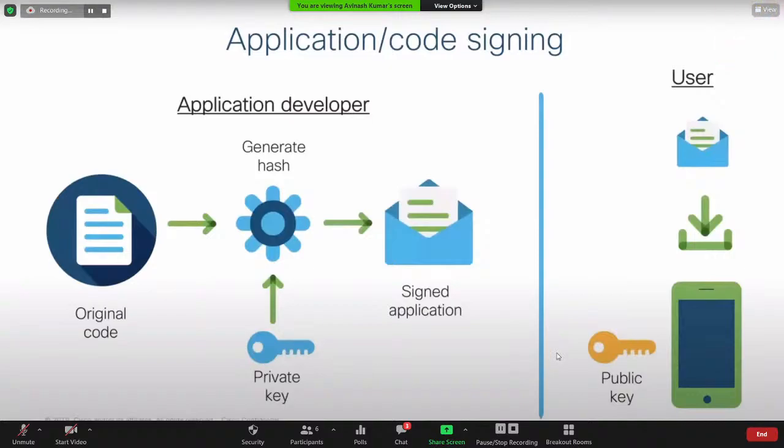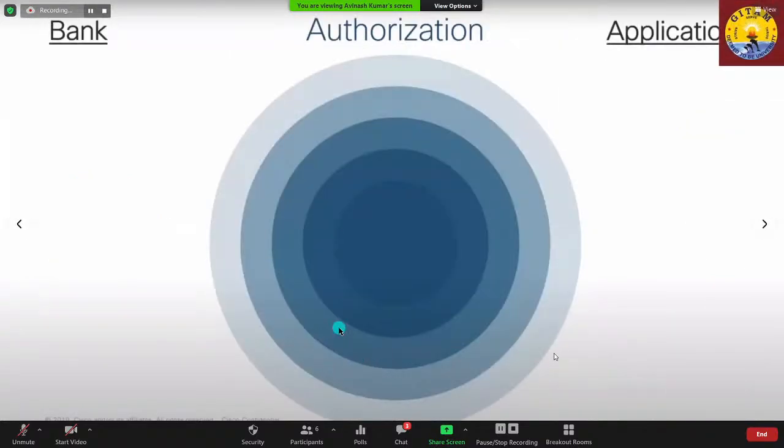So let us talk about the second key concept, authorization, in a little bit of detail. I will just go through it in a few minutes. I'll not take much time on this. Authorization is mainly about the level of clearance that you have in order to enter certain locations or applications.